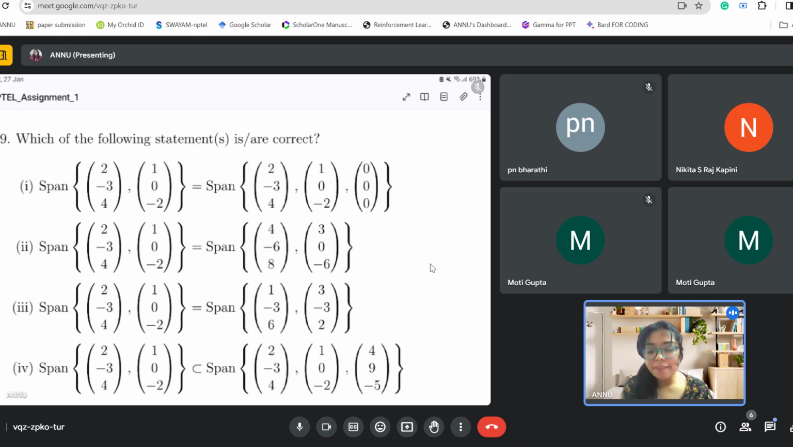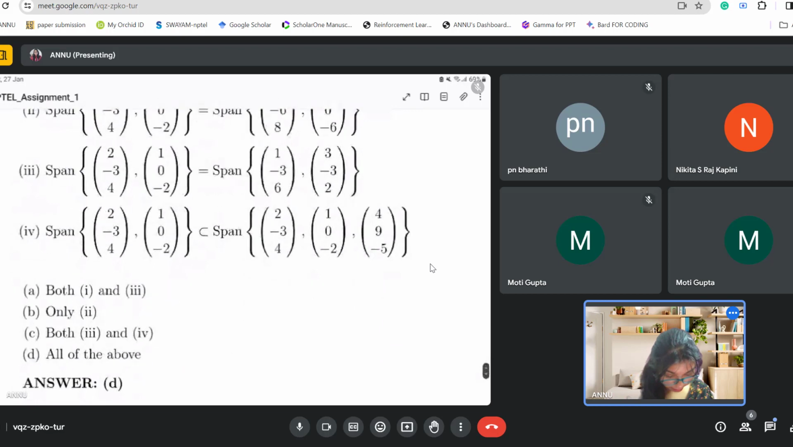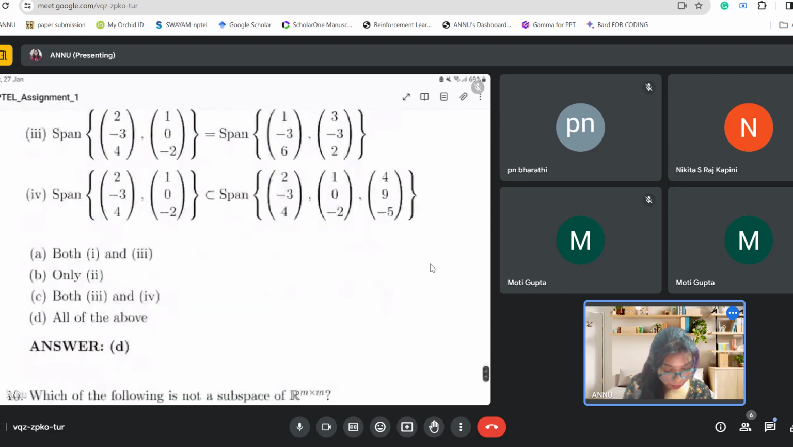I am very confident that you guys will be able to solve this because we have covered the basics of everything. It may take time. You have to just check whether these vectors are linearly independent or not. If they are, then only it will be a span. So the answer is D, all of the above are the correct options.